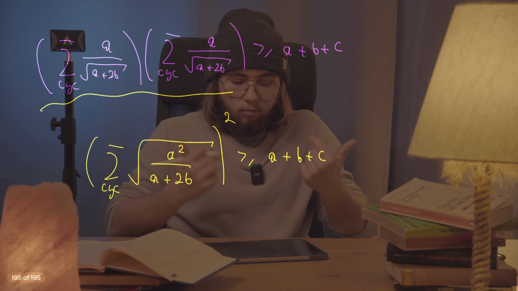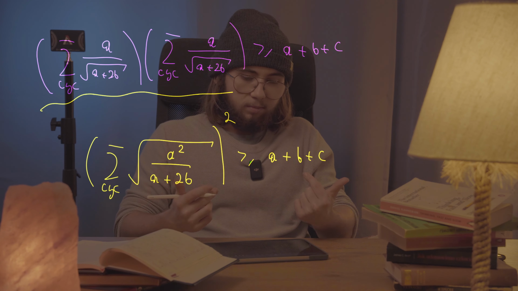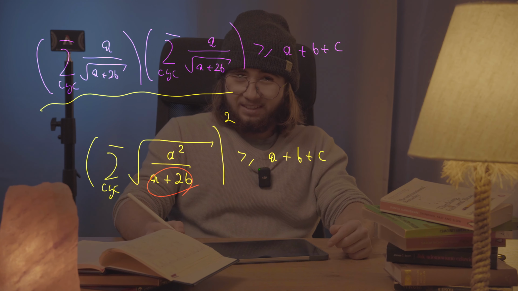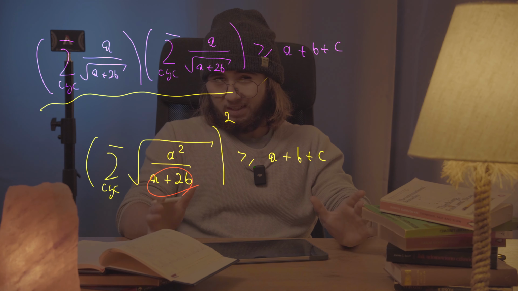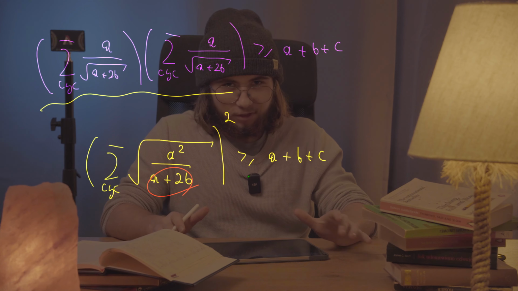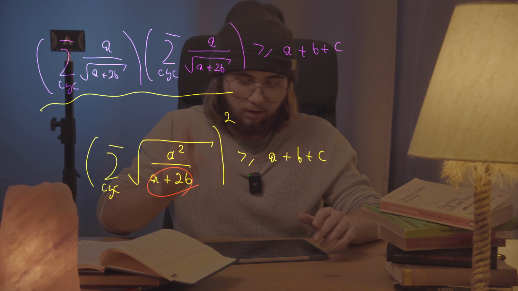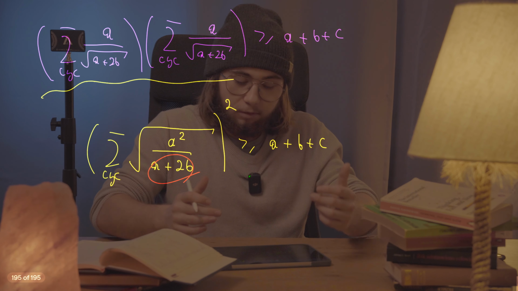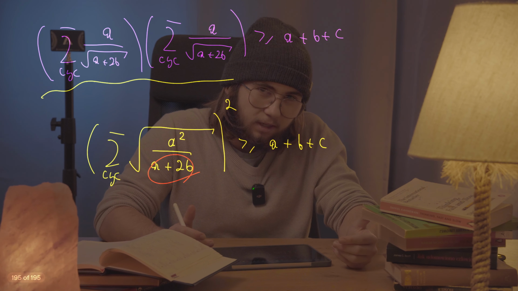Okay, so what do we want to do here? Well, it would be lovely to get rid of this a plus double b, this denominator from the left-hand side. We hate it. We don't like fractions, you remember that forever. Fractions bad, okay? Now what can we do in order to get rid of this denominator?